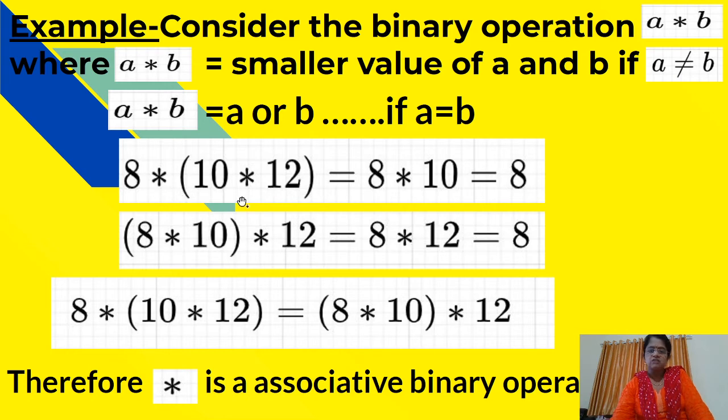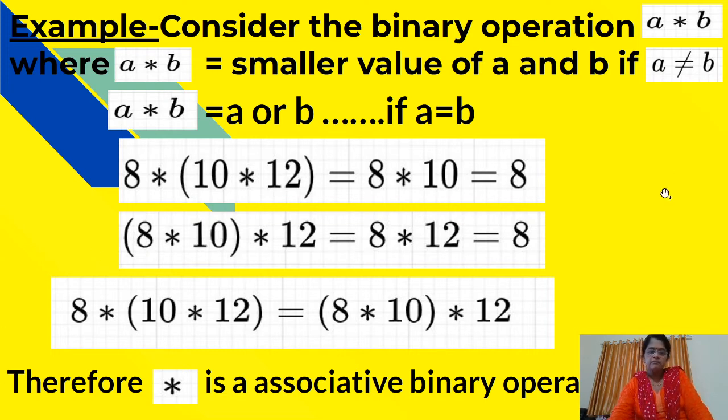Therefore, this 8 will remain as it is, and inside the bracket 10 star 12 will be 10, because 10 is the smaller value between 10 and 12. After this, 8 star 10 will be 8, because 8 is the smaller value between 8 and 10. Therefore 8 star (10 star 12) is equal to 8.